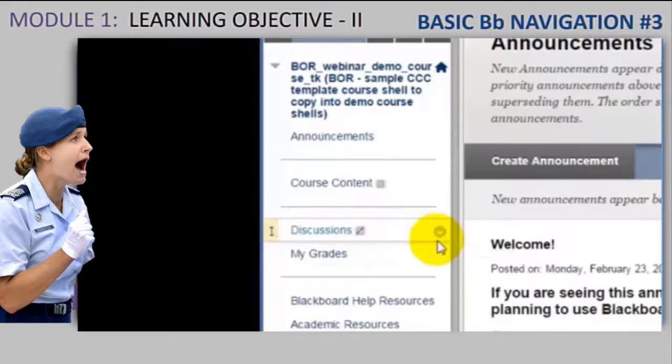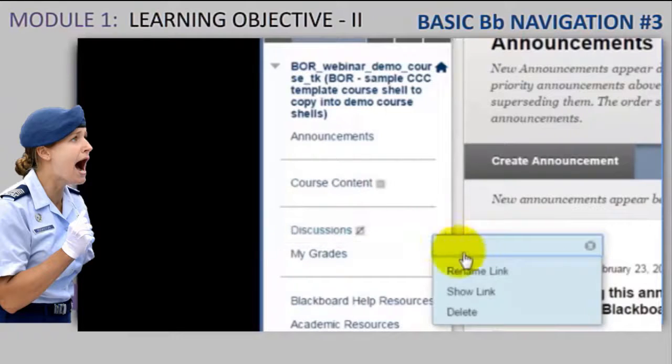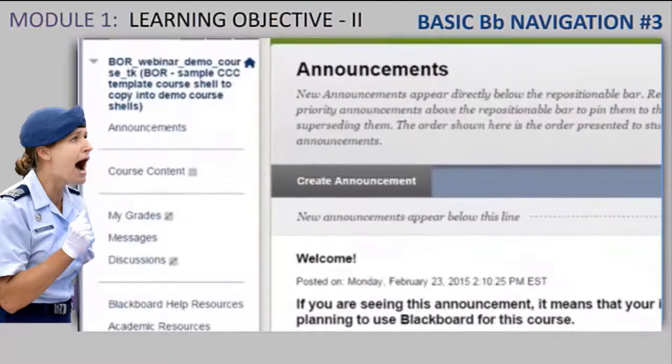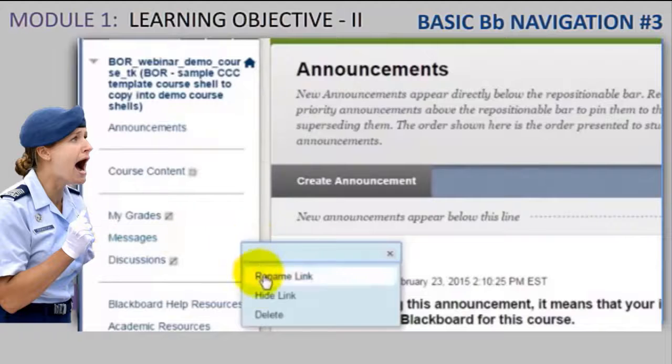To unhide a button, mouse over the button, and then click the little drop-down arrow. Select Show Link. Notice the gray box is now gone. Students can now see the menu button. If you need to hide a menu button from students, mouse over the menu button, click the drop-down, but this time select Hide Link. Notice that I can also rename a link or delete the link from this drop-down menu.